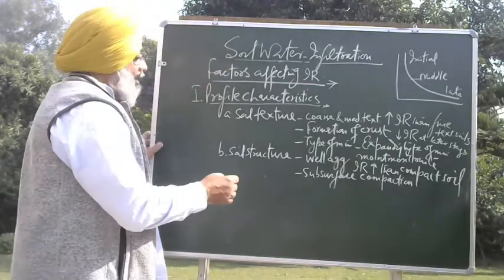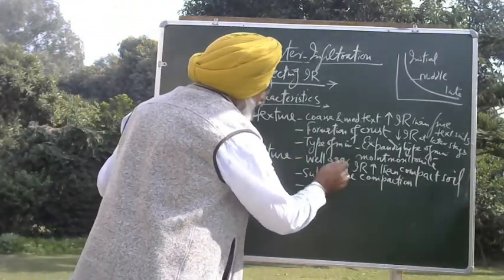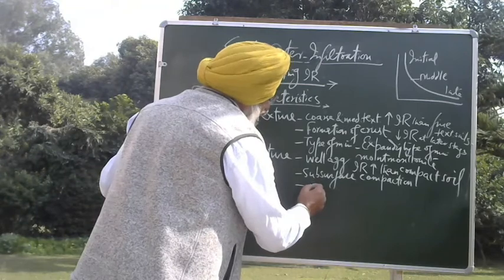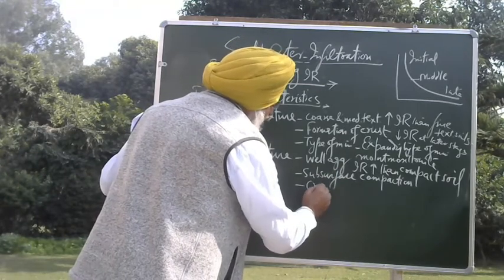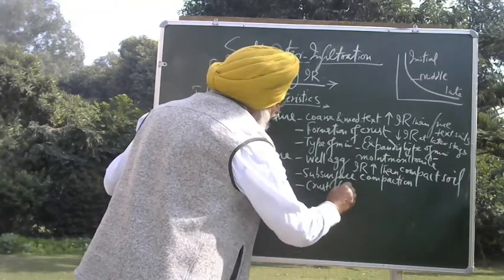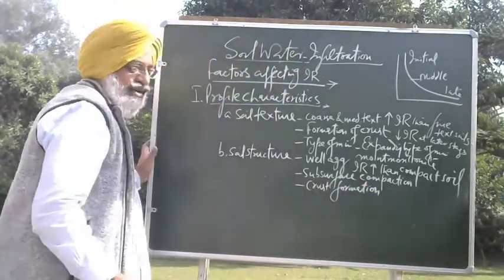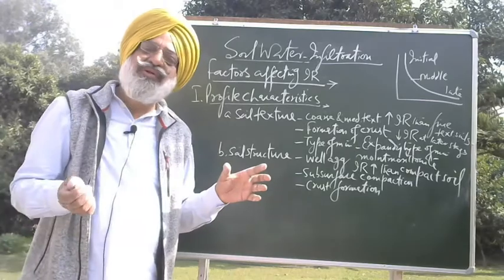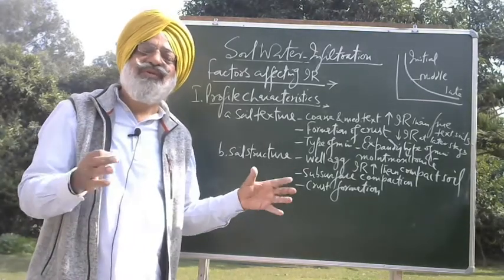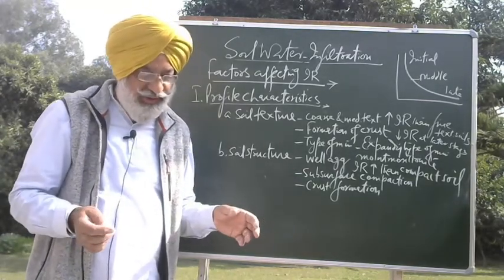Then again, if it's not a well aggregated soil, or it is compact soil, then there is crust formation. Coarse and medium textured soils are very prone to crust formation. So in that case, after the formation of the crust, the infiltration rate will decrease.